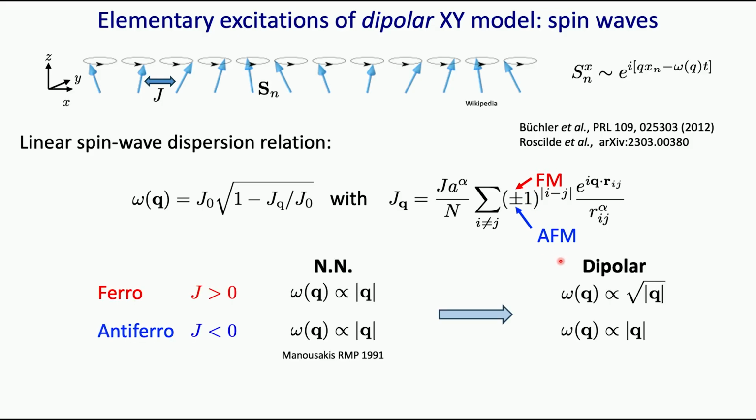Now if you just unwrap this formula, plug it in, and look at the scaling, what you find is that with nearest neighbor interaction, which is not the case I'm discussing, whether it's ferro or antiferro, you will always find that the dispersion relation is linear as a function of Q for the XY model, Q being the quasi-momentum. On the contrary, when you have a dipolar interaction, the dipolar 1/r cubed does modify the ferromagnetic dispersion relation.